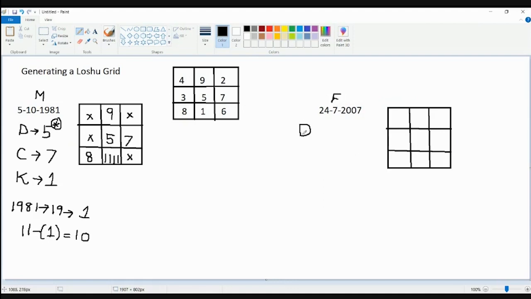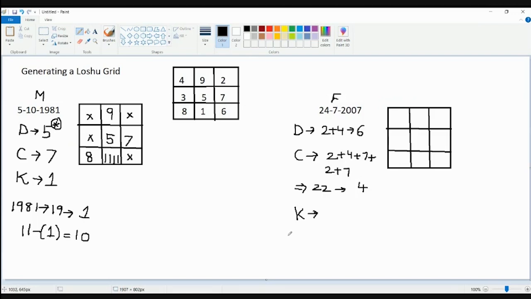This is 24th of July 2007, a female chart. So the driver is what? The date of birth reduced to single digit, the date basically. So 2 plus 4, driver is 6. Conductor is when you are adding all the numbers: 2 plus 4 plus 7 plus 7 plus 2 plus 7. So 2 plus 4 is 6. 6 plus 7 is 13. 13 plus 2 is 15. 15 plus 7 is 22. Again you have to reduce, so 2 plus 2, 4. Conductor is 4.